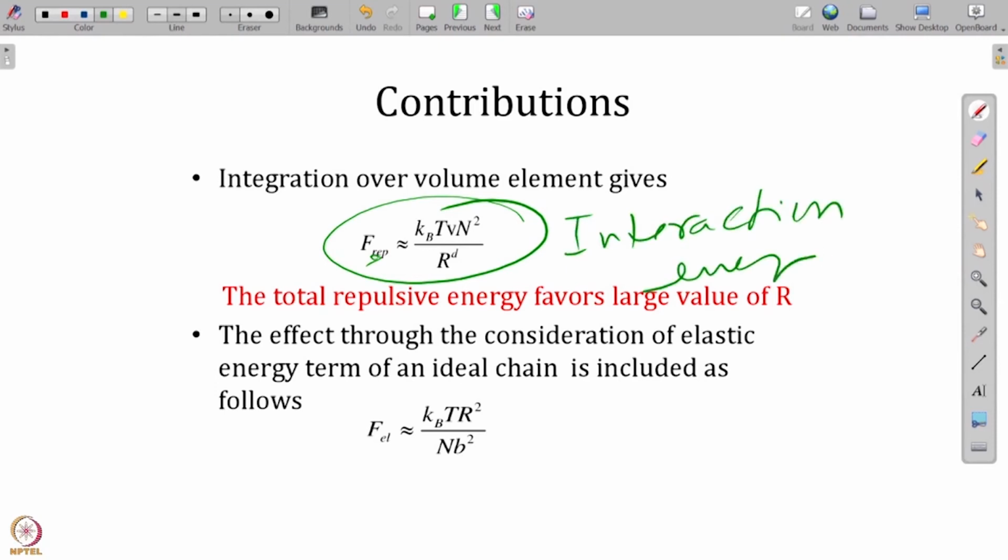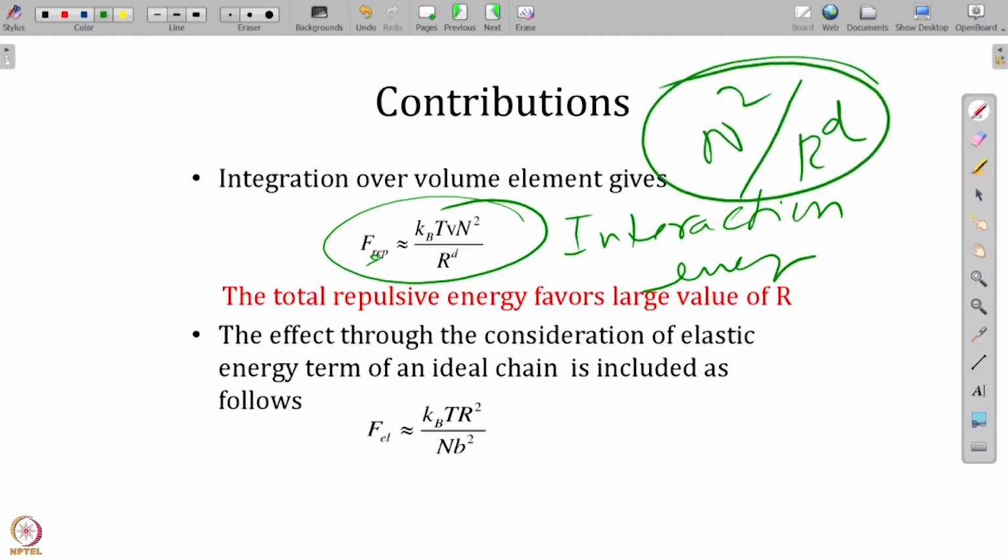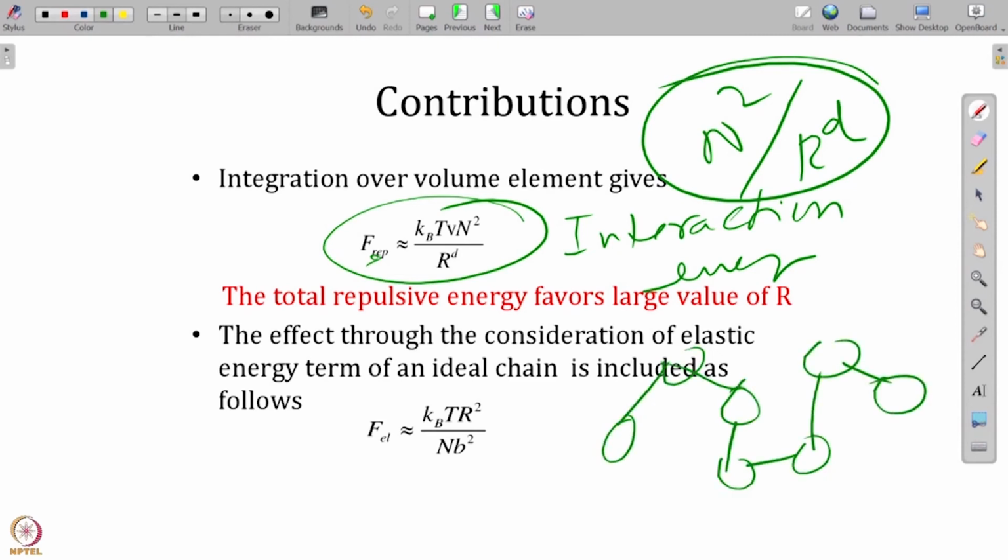So I get mainly an n square by r^d term. However, another interesting thing is that in the polymer I cannot just swell it, because there is an elasticity through the chain. So it's elastic. I cannot swell too much, and that is proportional to r square.